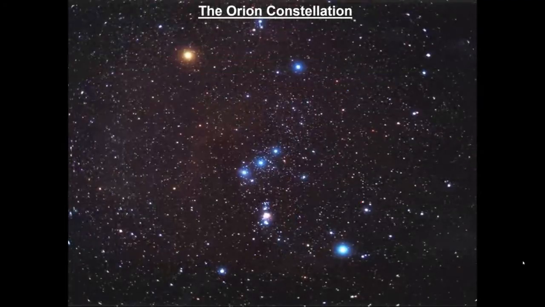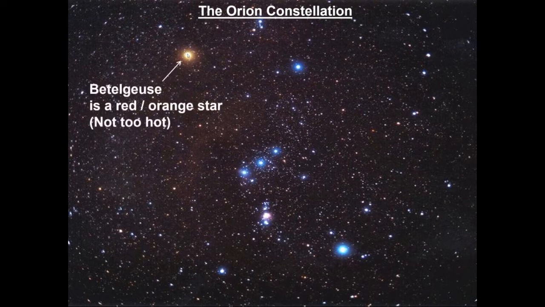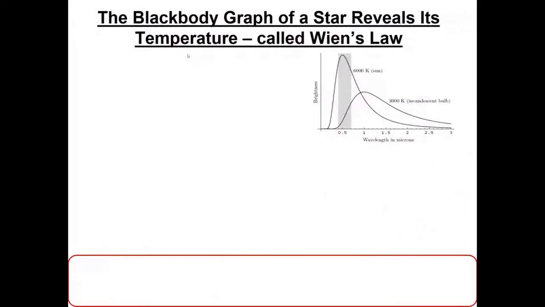So if we look at the Orion constellation, for example, which is the least hot star, which is the coolest star here? Betelgeuse, right? The coolest star here. That's actually a red supergiant. It's actually a huge star, but it's dying, so it's fairly cool on the surface. And we'll talk more about that. All right, so that's not too hot.